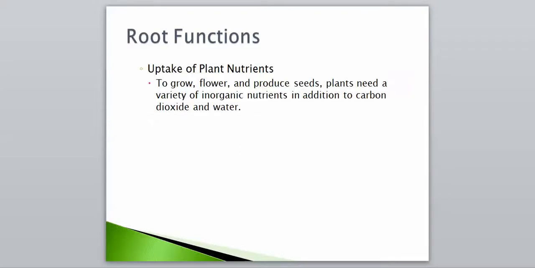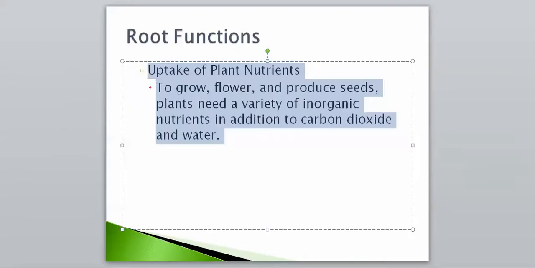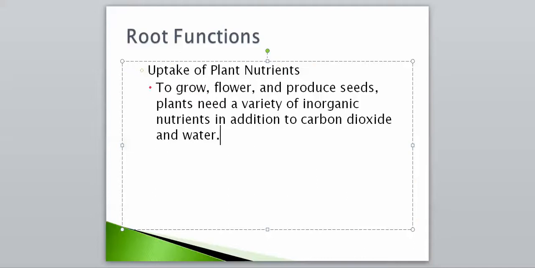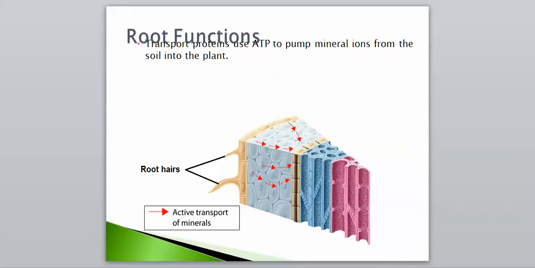And then the uptake of plant nutrients to grow and flower and produce seeds. Plants need a variety of inorganic nutrients in addition to carbon dioxide and water. Carbon dioxide and water are the main components of photosynthesis. However, they need other things to grow too. The main nutrients that they need are nitrogen, phosphorus, potassium, magnesium, and calcium. Those are all very important in plant growth, so keep those in mind.